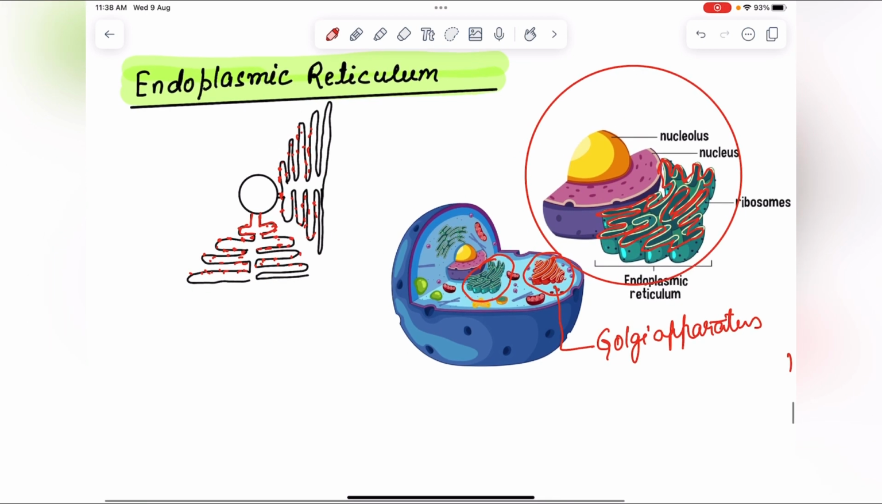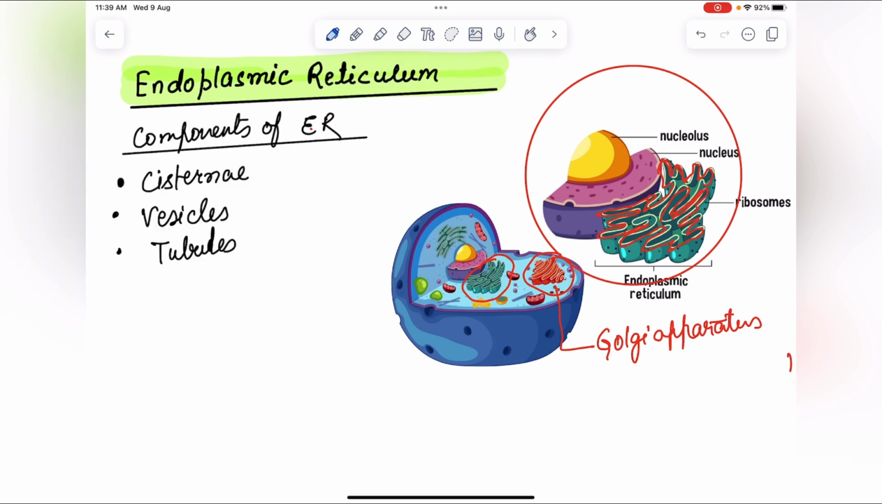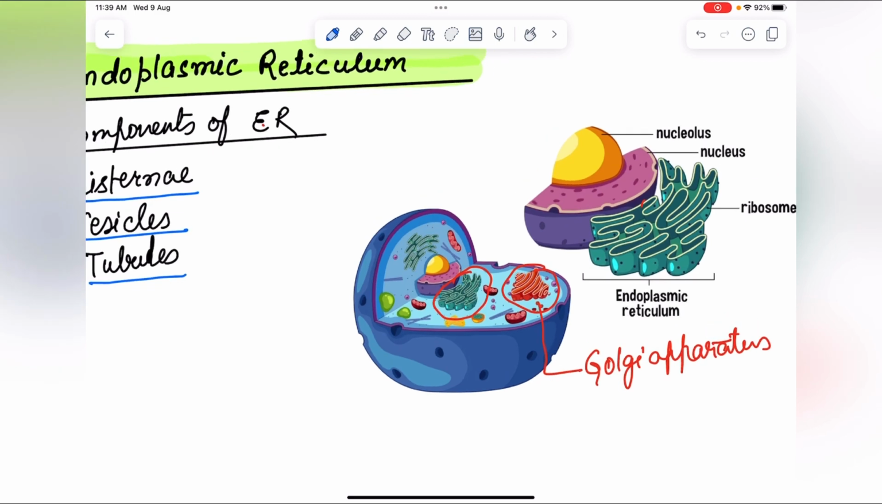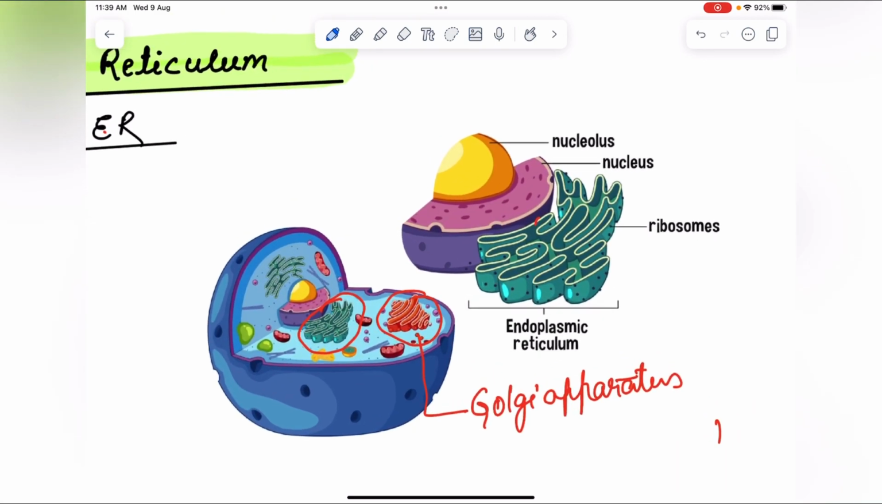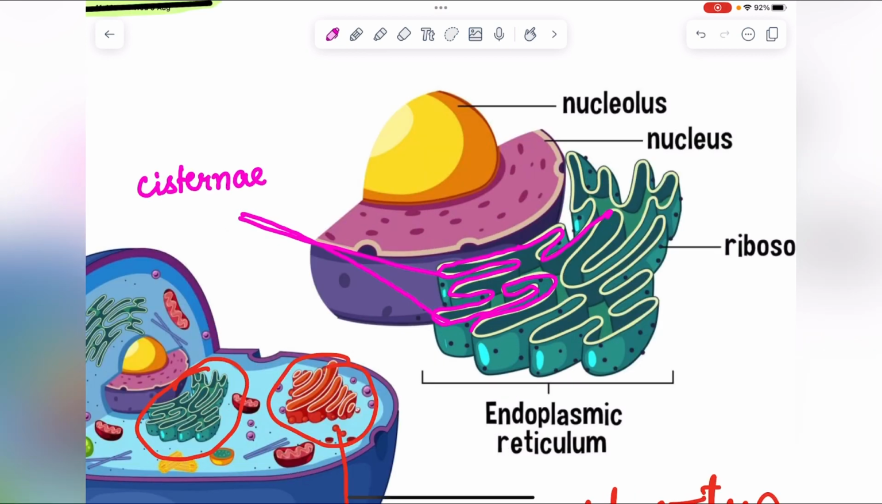Components of the endoplasmic reticulum. The components of the ER are cisternae, vesicles and tubules. Cisternae are long, flattened and unbranched units arranged in stacks. So in this diagram we can see what cisternae are. This is cisternae. They are long, flattened and unbranched, with units arranged in stacks.